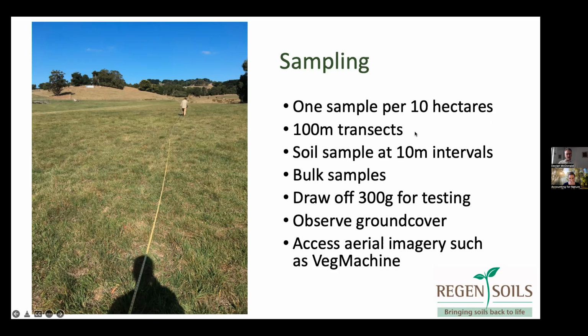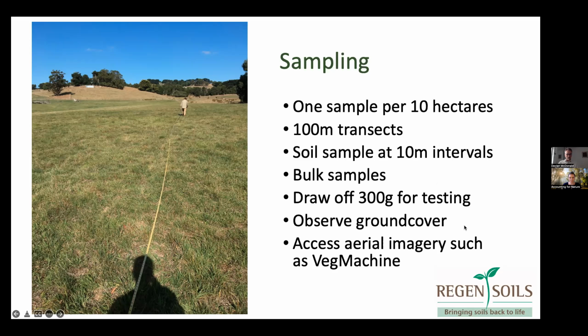So we want to select transect areas in each of the assessment units, per 10 hectare area. And we want that transect to be representative of that particular soil type and land use. Once we peg out that 100-meter transect, with GPS points at the start and the finish, we want a soil sample at 10-meter intervals along that transect, which means we'll end up at the end of the transect with 11 subsamples, which we'll bulk together, and we'll draw off 300 grams for testing against the method.